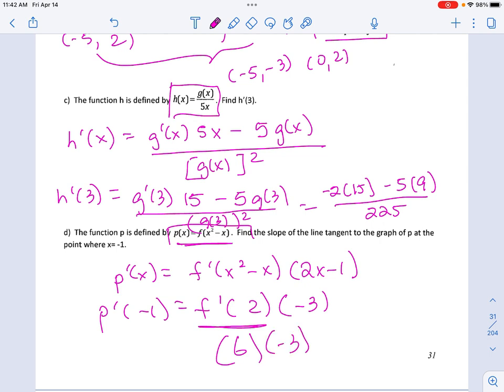Slope of the graph, oops, is actually -2. There we go. So this is 6.